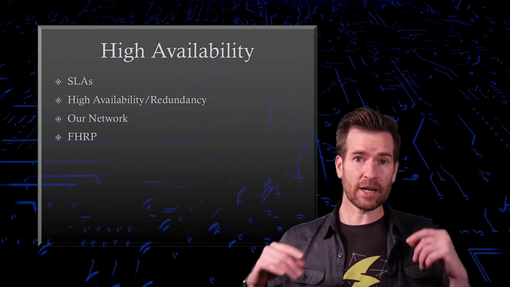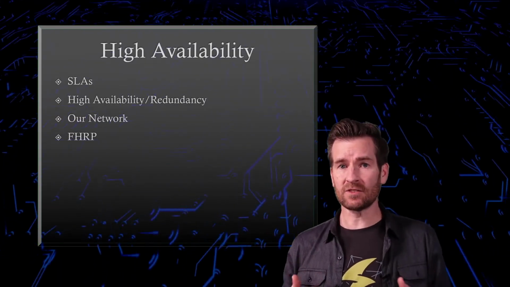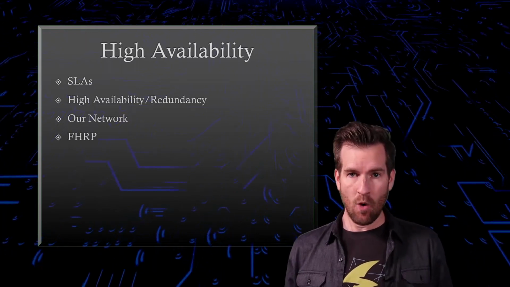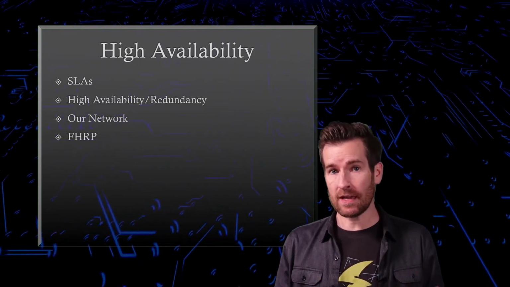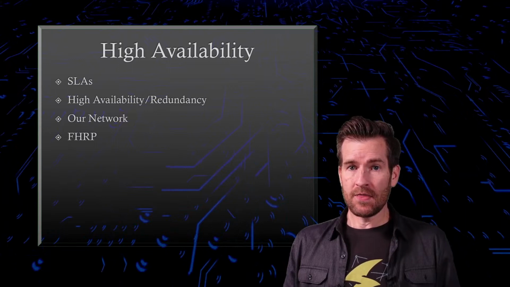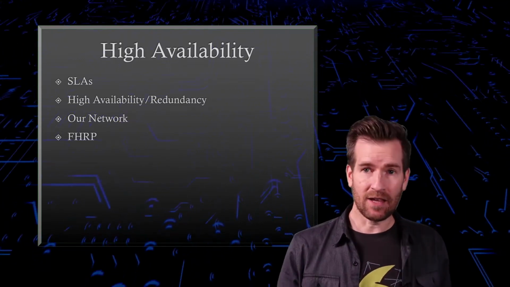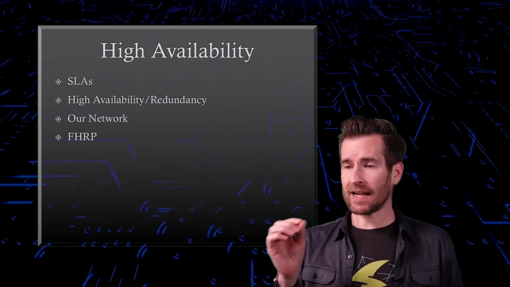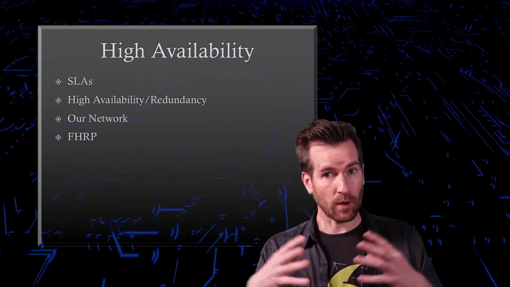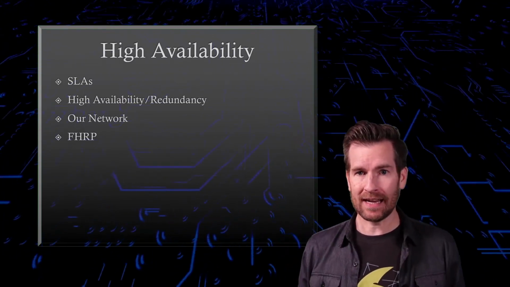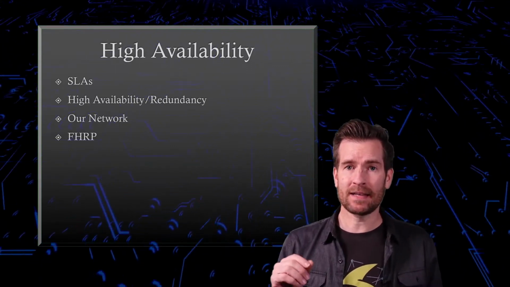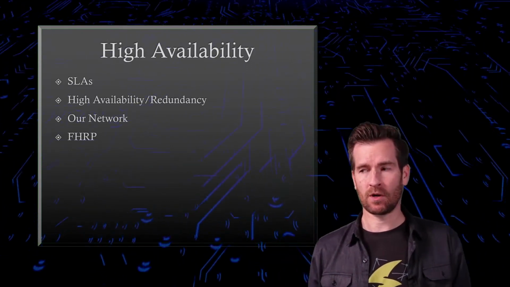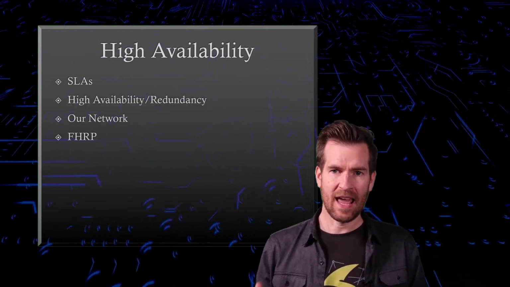In this video, we're going to start out by talking about what a service level agreement is. What are those key elements that would go into a service level agreement? Then we're going to get into what high availability is and how we create redundancy on our network. We'll talk about our network that we've been building and what that looks like. And then we'll finish this off by talking about First Hop Redundancy Protocol, or FHRP, and see what it looks like on our network.